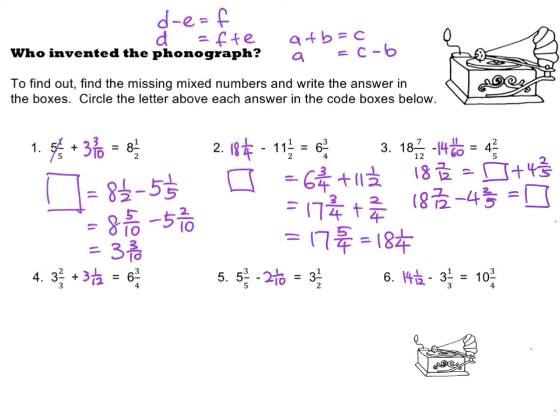You just use a different color here to differentiate. Okay, so now for this part here, first of all I minus off the whole number. 18 minus 4 equals 14.